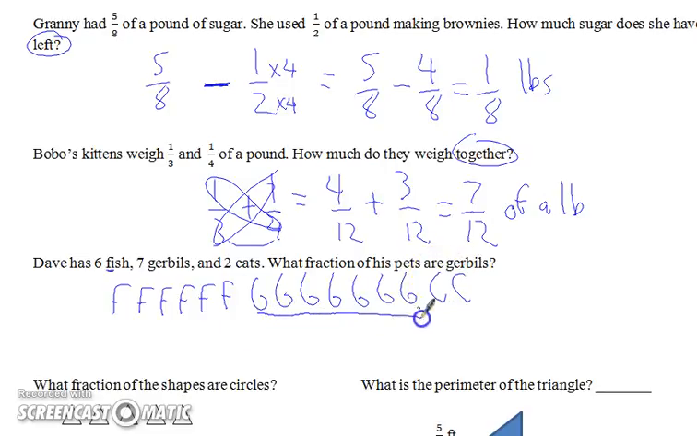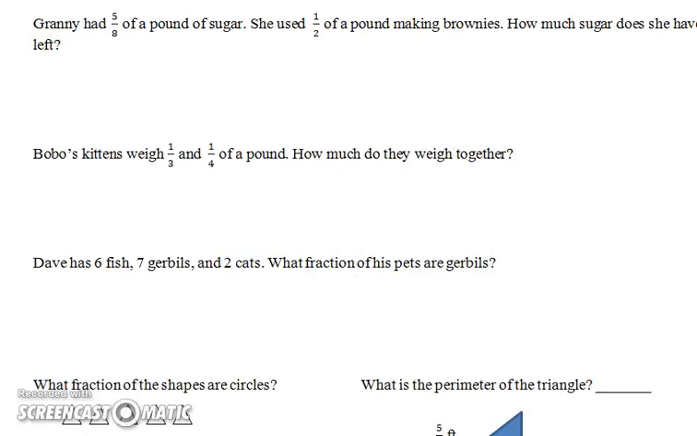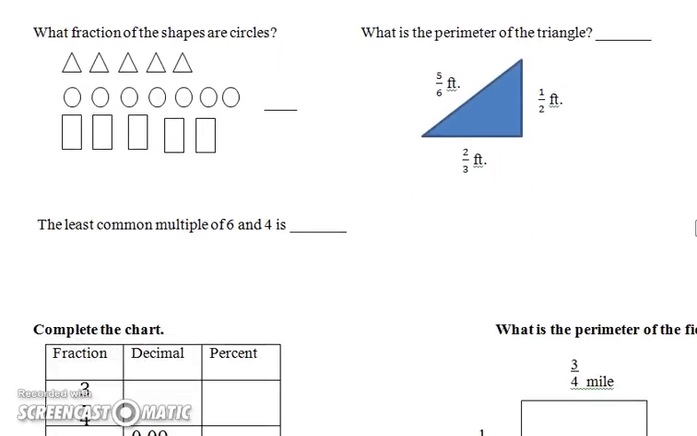So I count up my gerbils. 1, 2, 3, 4, 5, 6, 7. Out of, the denominator is always how many in all? 1, 2, 3, 4, 5, 6, 7, 8, 9, 10, 11, 12, 13, 14, 15. 7/15ths, and it does not simplify. Moving to the next part.